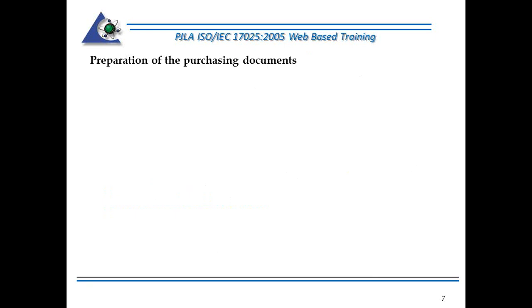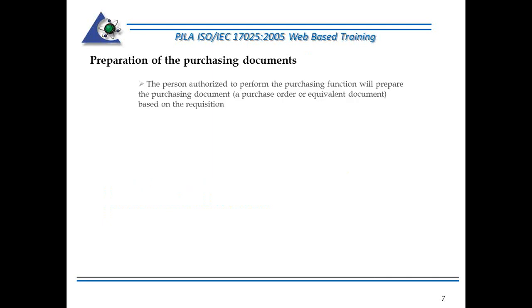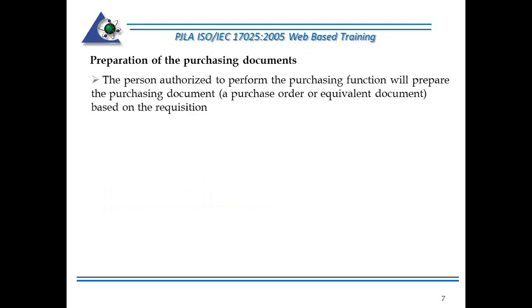Now let's look at preparation of the purchasing documents. The person authorized to perform the purchasing function will prepare the purchasing document. This will be a purchase order or some kind of equivalent document. I refer to it through this presentation as a purchase order, but laboratories can call this whatever they wish. This purchasing document, though, will be based on the requisition.